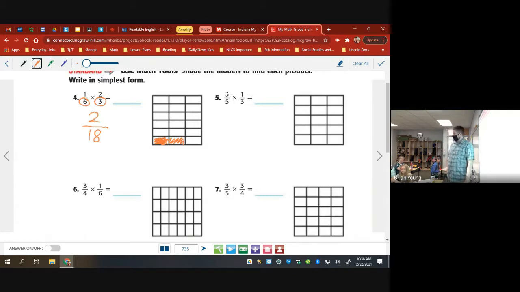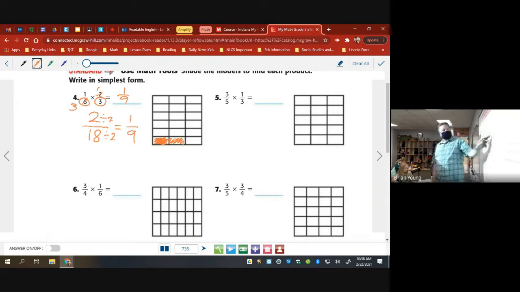Can I leave it like that? No. Divide them both by what? 2. Which gives me 1/9. Again, if I did this problem the old-fashioned way and said, well, 2 divided by 2 is 1, 6 divided by 2 is 3, I'm still going to get 1/9 if I multiply straight across. It's just another way of doing it by showing a picture.